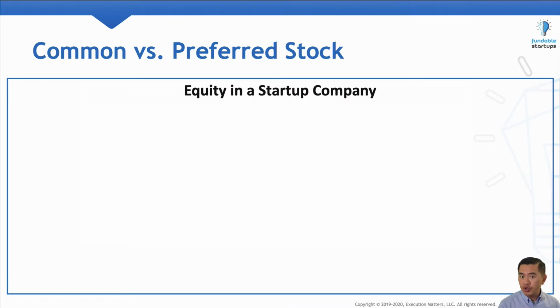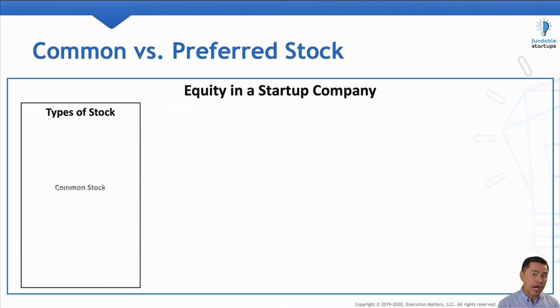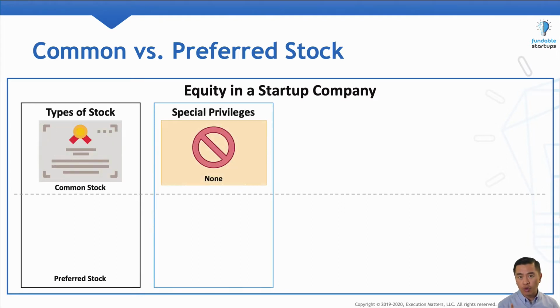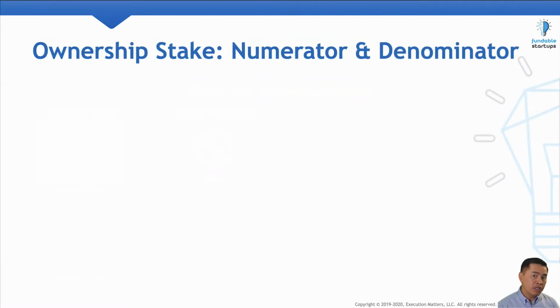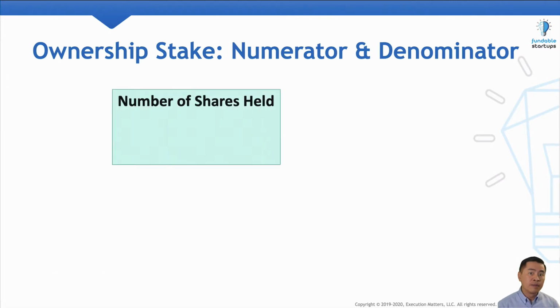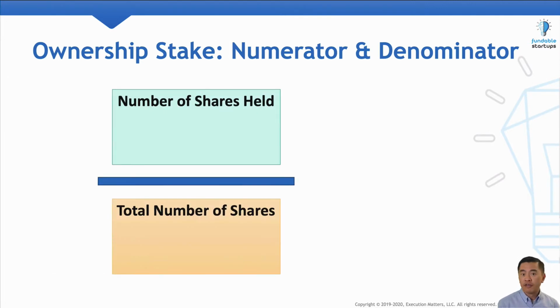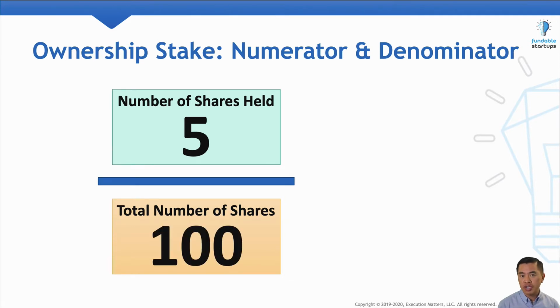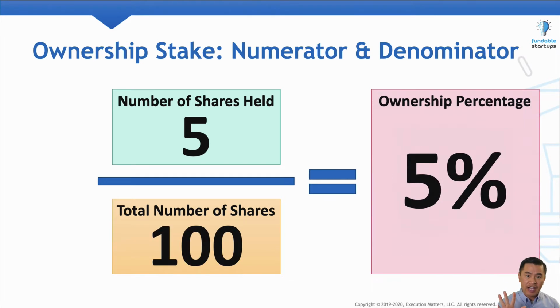So, there are two basic types of stock, common and preferred. Common stock is exactly what its name suggests. There's nothing special about it. If you own one share of common stock, then you own a piece of the company. To determine your ownership stake in the company, simply divide the number of shares you hold by the total number of shares. For example, if you hold 5 shares and there are 100 total shares, your ownership stake is 5%.